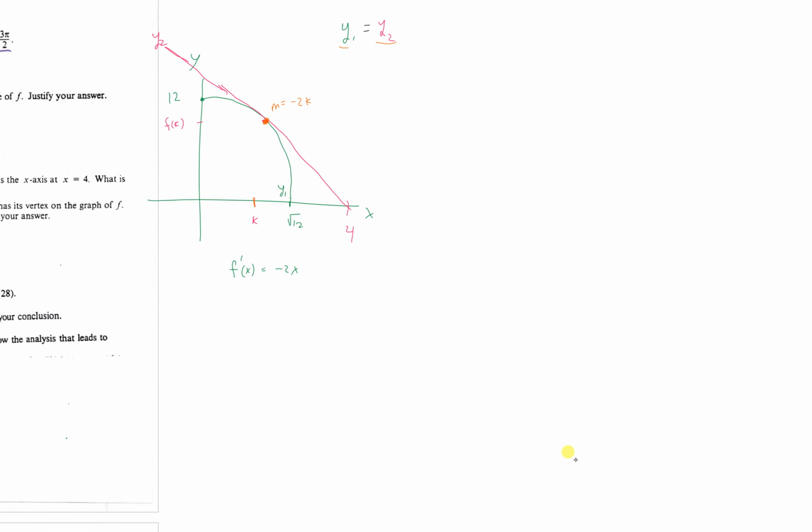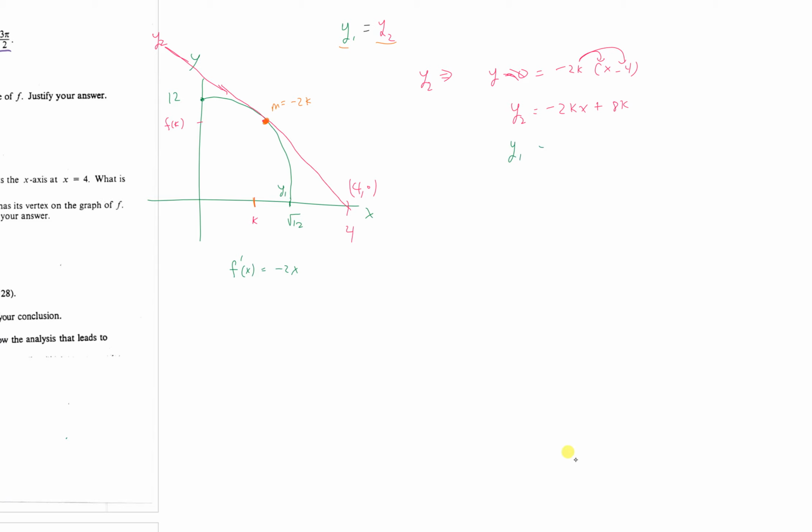We also have a coordinate that is useful, and that coordinate is 4, 0. This is for y2. It's going to be y minus y1, which is 0, equals negative 2k, that's the slope m, times x minus 4. So y2 equals negative 2kx plus 8k. All right, so we now have the two equations.